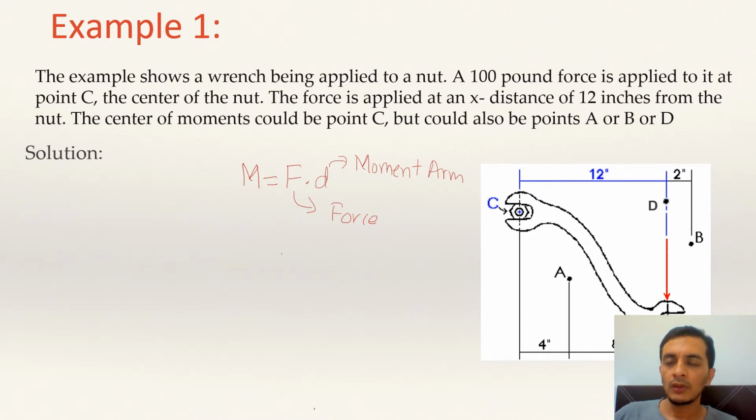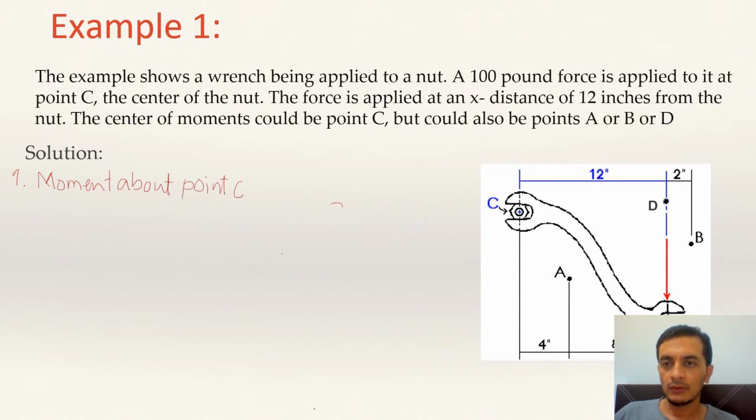Let me clear it all. First is moment about point C. Moment about point C can be calculated like this with a small subscript C. So F remains the same times DC. F is 100 pounds multiplied by DC, from here until here. This is the vertical distance between point C and the applied force. So this is 12 inches. So it is going to be 1200 pound-inches. This is the moment about point C.